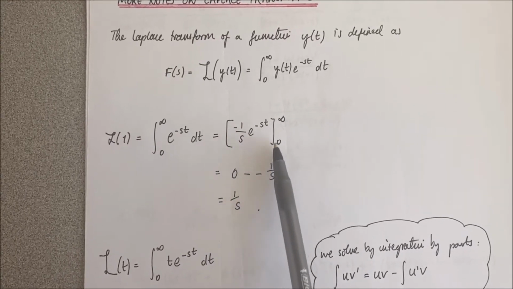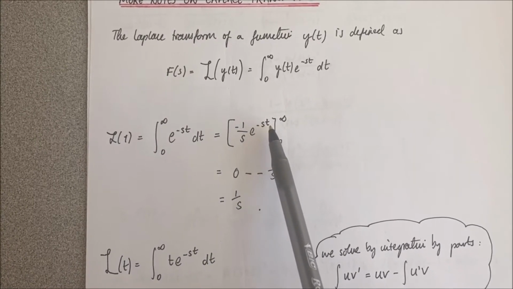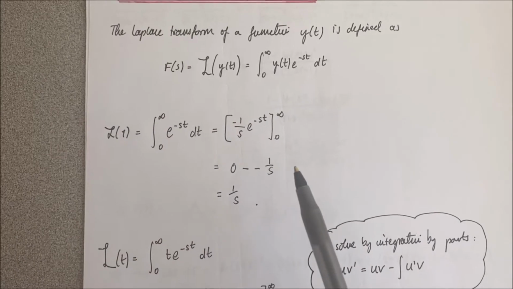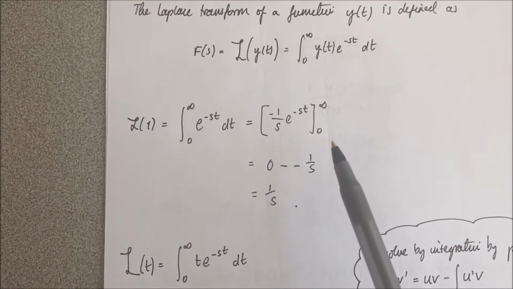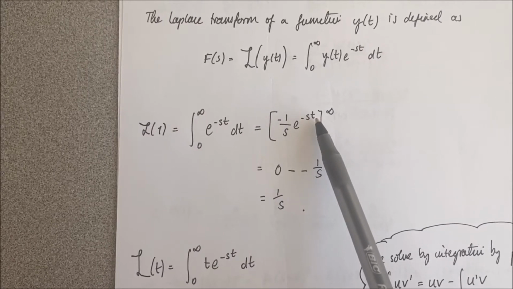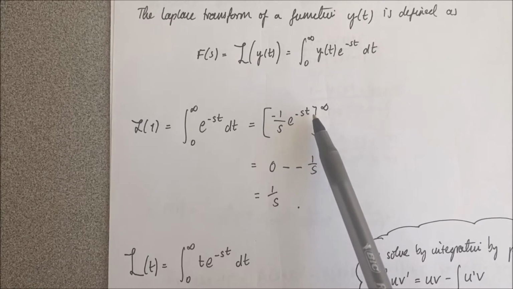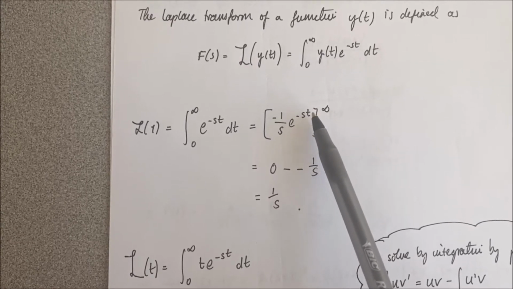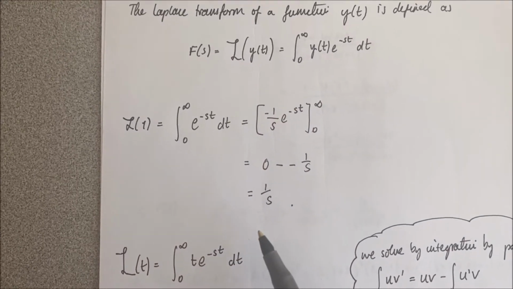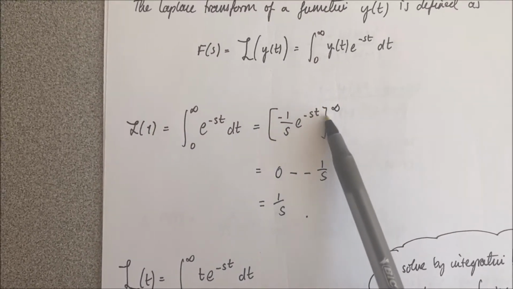We evaluate that at infinity, and if t goes to infinity here, it's more mathematically correct to basically replace the variable t with something else and then consider what happens to that variable at the limit, or as that variable approaches infinity. But just for neatness here, we're just going to assume t goes to infinity.